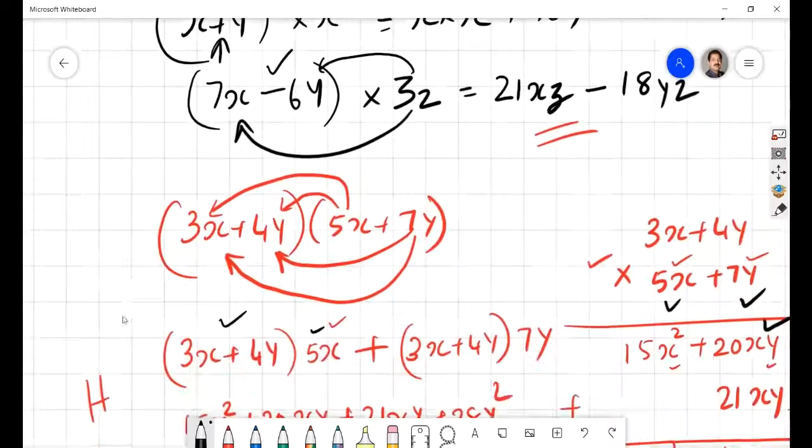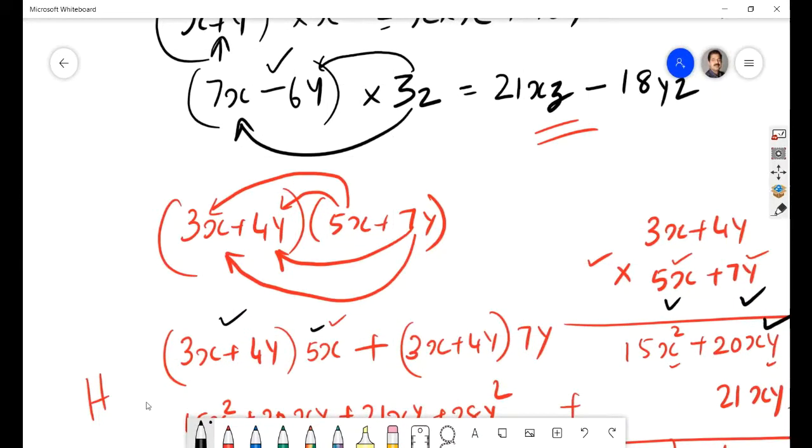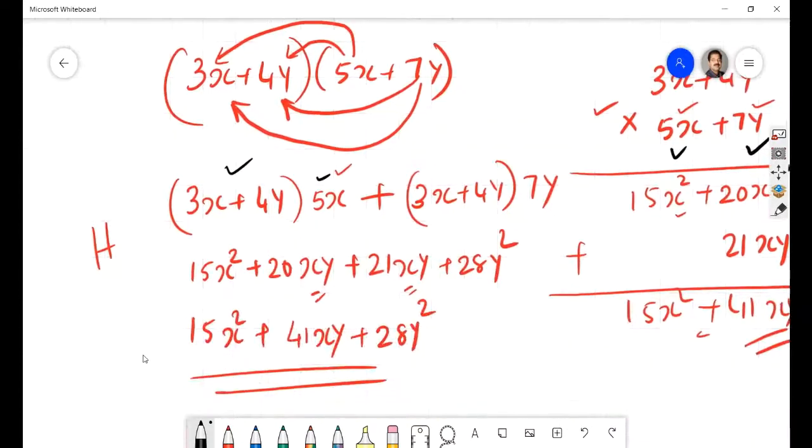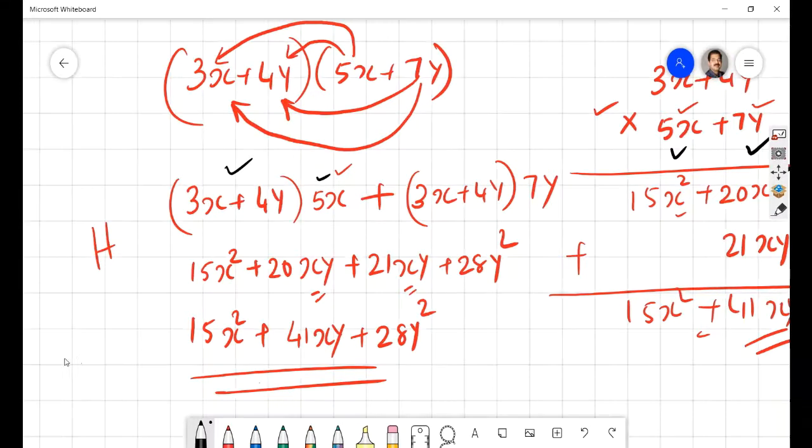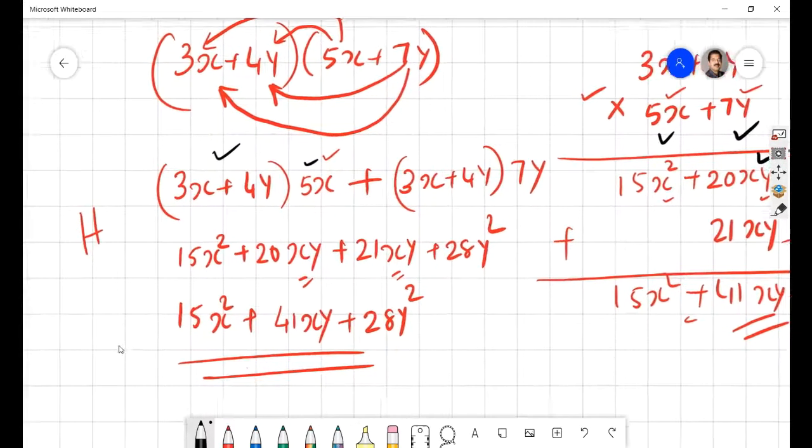Sometimes it will be multiplication of a binomial with a monomial, sometimes a binomial with a binomial. In every case, every term in the bracket should be multiplied with every term in the other bracket. So you can conveniently arrange it either horizontally or vertically and get the answer.